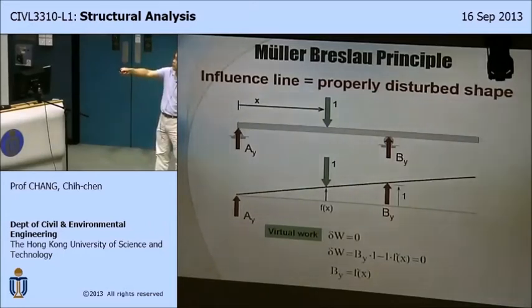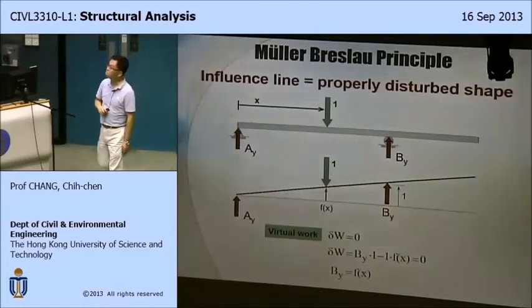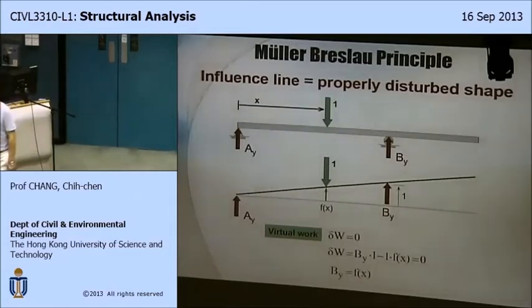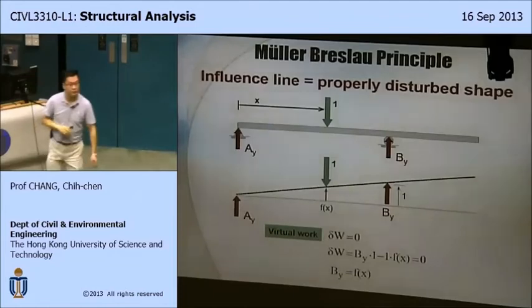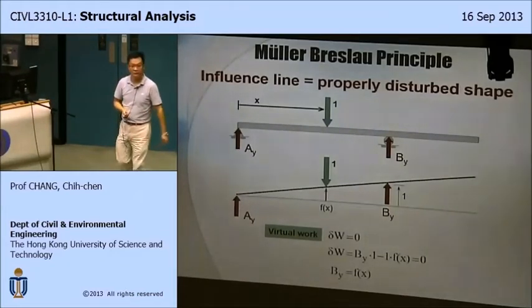So if you want to get AY, you just push this point up while holding B down, not moving. If you want to get the BY influence line, just push this point up while holding A, not moving. Okay, so far so good. That seems easy. Again, no equilibrium calculation whatsoever, right?